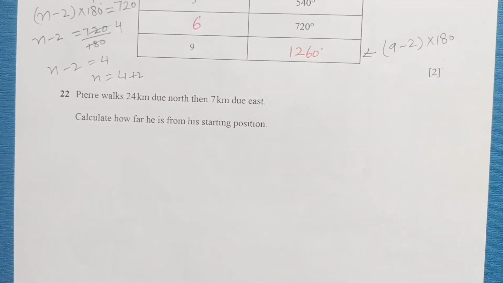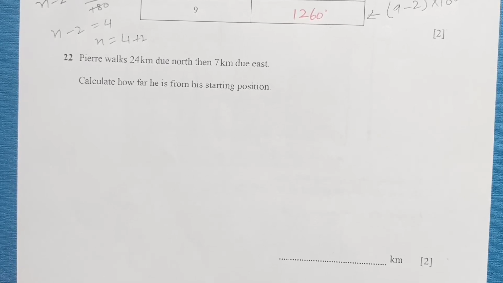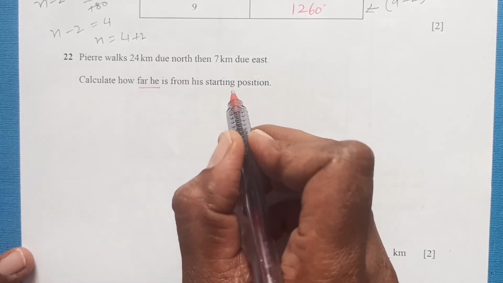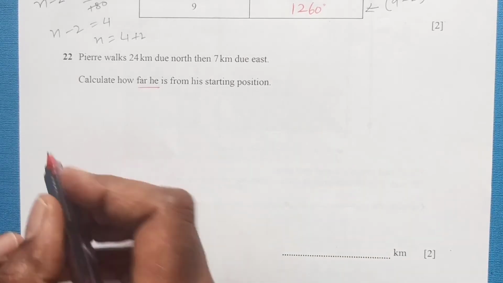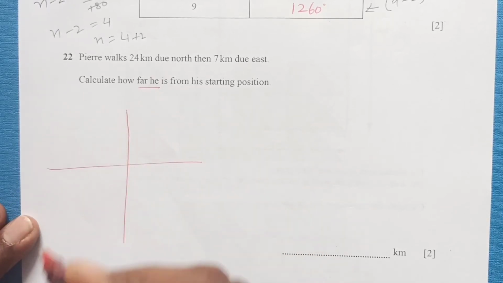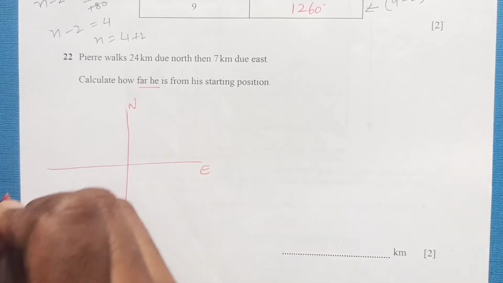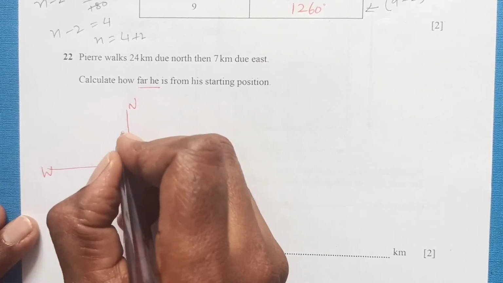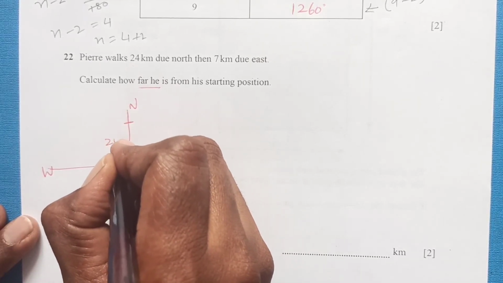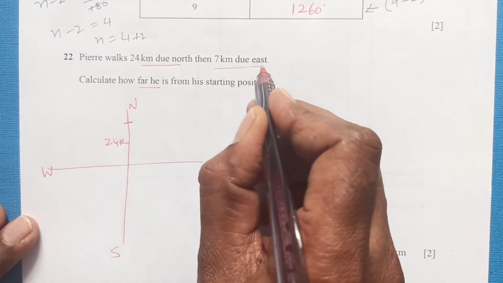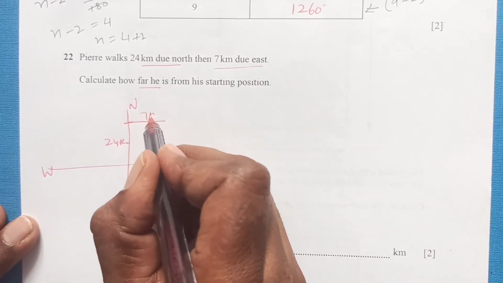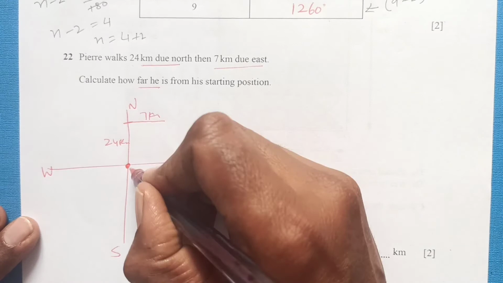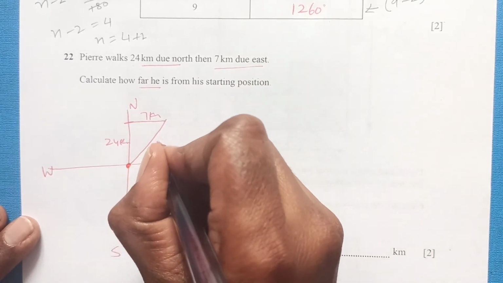Right. Now number 22. Perry walks 24 kilometers due north and 7 kilometers due east. Calculate how far is he from his starting position. So let's see. So we have this direction here: north, south, east and west. So Perry walks, let's say he walks from here due north. So he goes up this 24 kilometers, due north, and 7 kilometers due east. So then he goes 7 kilometers this way. So this is his starting position. So we need to know this distance. So we are going to calculate this.